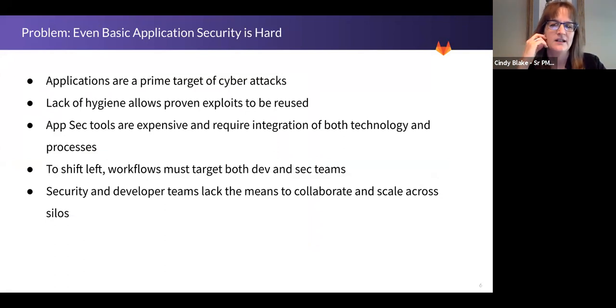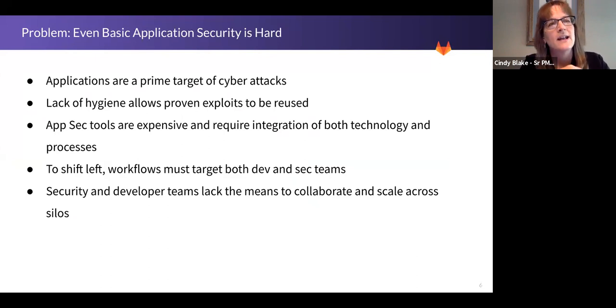Application security is not new, but it's hard. A lot of people either don't do it at all or may just scratch the surface. But it's really becoming much more important that you take a hard look at application security. Applications continue to be the prime target of cyber attacks, and that's usually the way that data is stolen and access is taken. So applications continue to be really, really important.